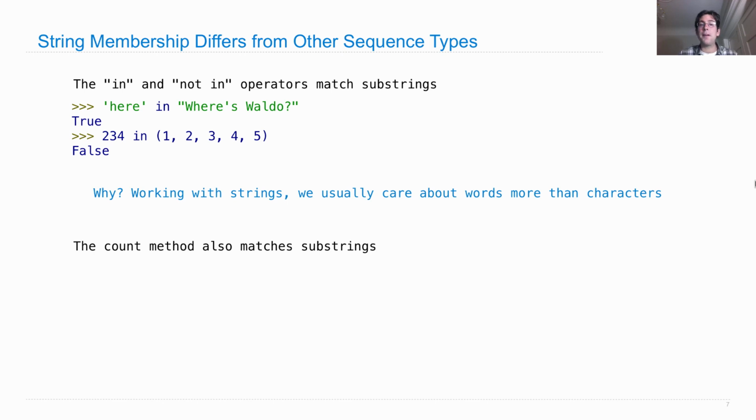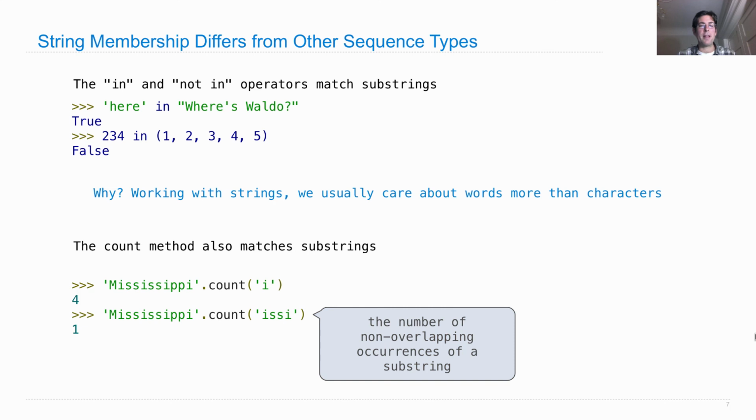Okay, so the count method also matches substrings, which is different from the count method on a tuple. So as you saw, Mississippi, you can count the letter I, but you can also count the substring ISSI, but it only counts non-overlapping occurrences of the substring, and since these two occurrences are overlapping, it only counts the first one.